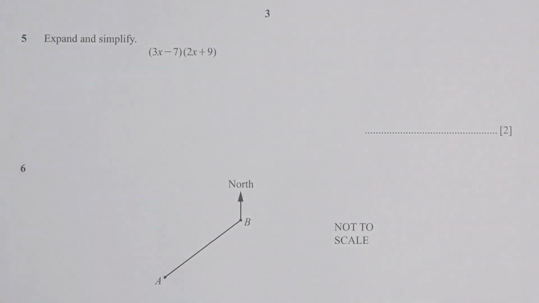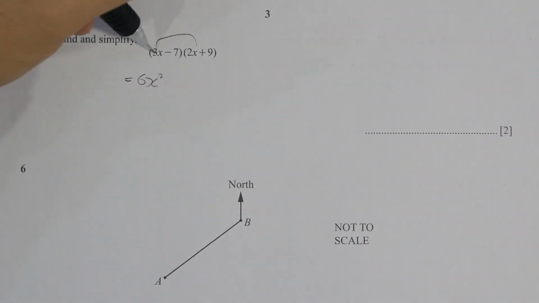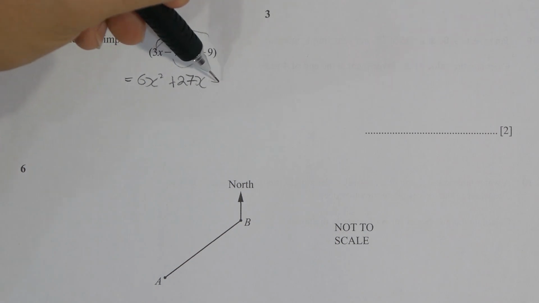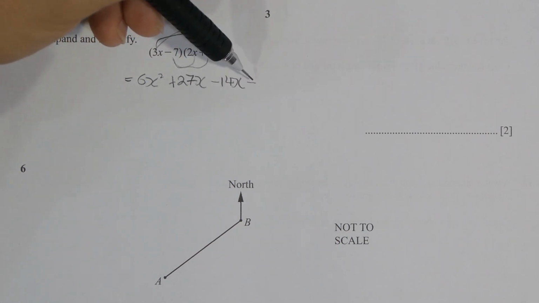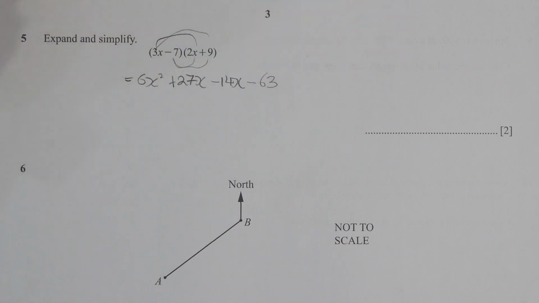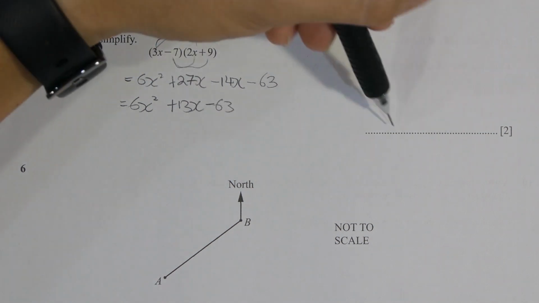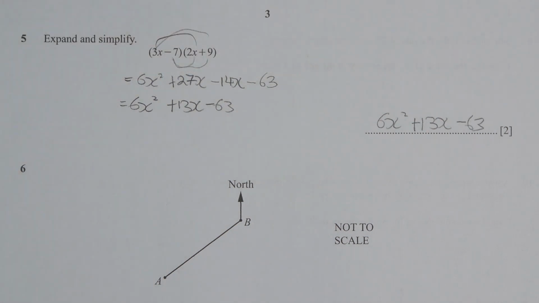For part 5, expand. The key assessment of this is how you treat the bracket. So you are required to multiply 3x by 2x and also 3x by 9. Then negative 7 multiplied by 2x and negative 7 multiplied by 9. So the final result will actually be 6x squared plus 13x minus 63.